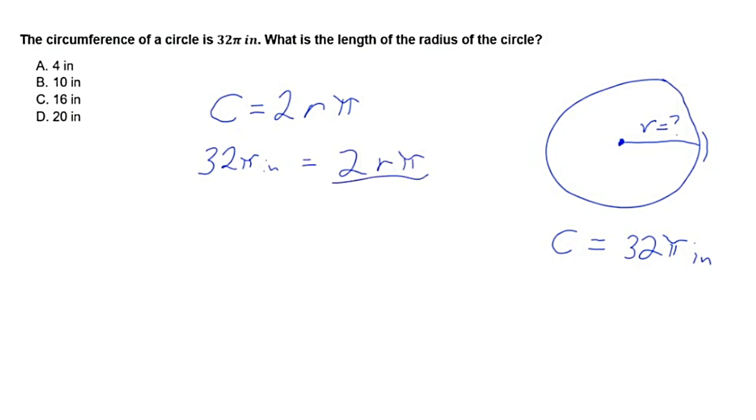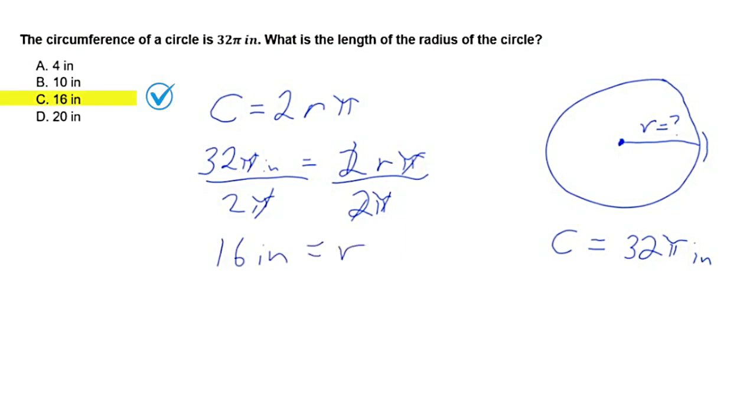Well, if we divide both sides by 2 pi, then our pi's cancel out there. Our 2's will cancel out on this side, and 32 divided by 2 equals 16 inches is our radius. So our radius of this circle is C, 16 inches. Great job.